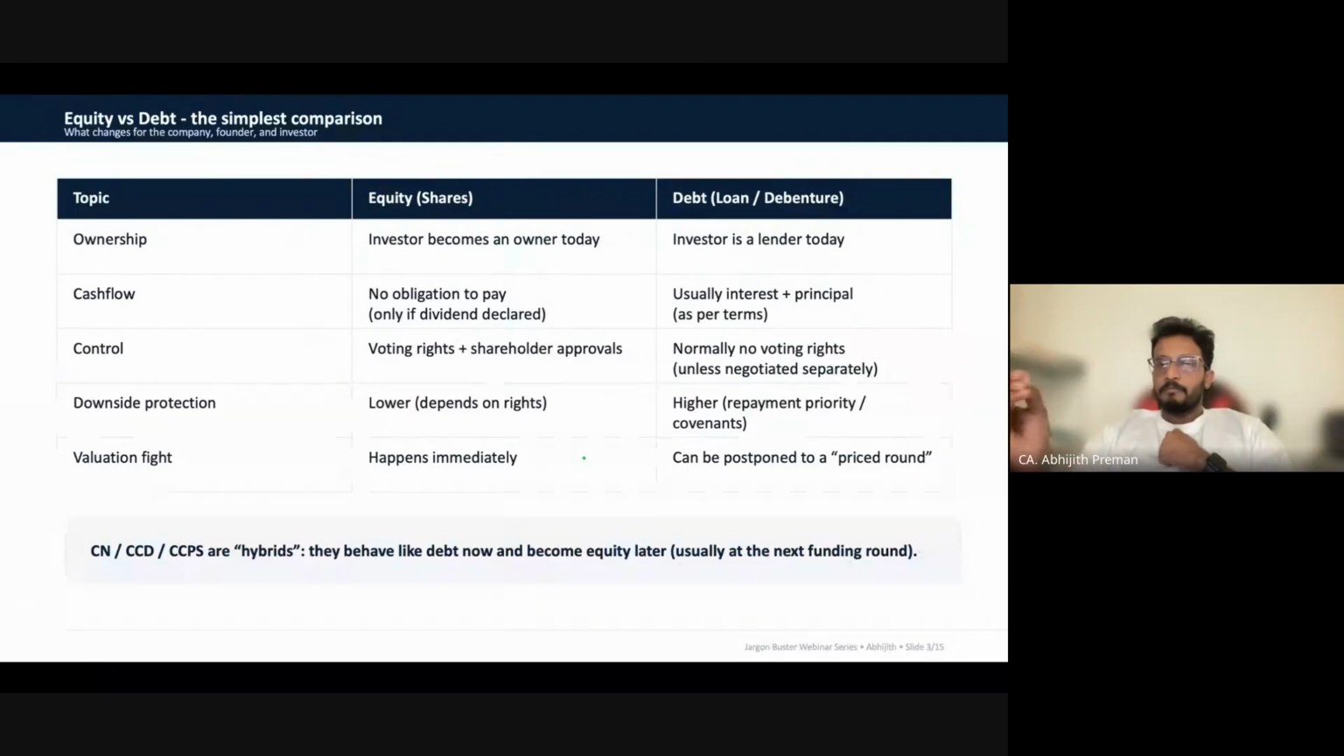So in simple terms, a price round is a round wherein you specify the valuation and raise the fund. An unpriced round is a round where you don't specify a specific valuation. You're raising a fund now and you will be converting it to equity, or doing the ownership percentage, at a later price round. Okay, hope that is clear. I'll move to the next slide.